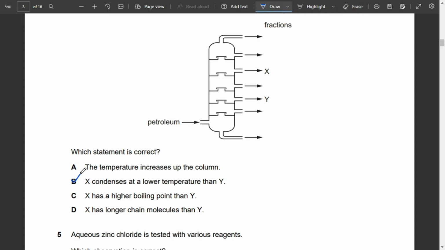X has a higher boiling point than Y. No, it has a lower boiling point than Y, since it has boiled before, like it has turned into gas, or it has reached a greater height. The particles are way further away in X than in Y, hence its boiling point is going to be lower than Y. And X has a longer chain of molecules than Y? Absolutely not, because whichever has the longer chain is going to be at the bottom, or is going to have greater boiling points. That is why X has a shorter chain than Y.